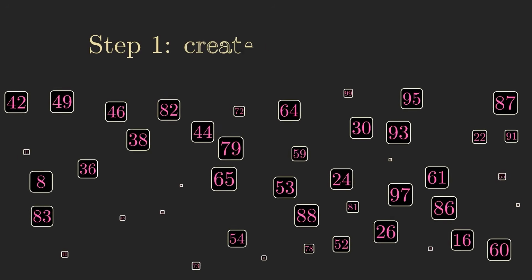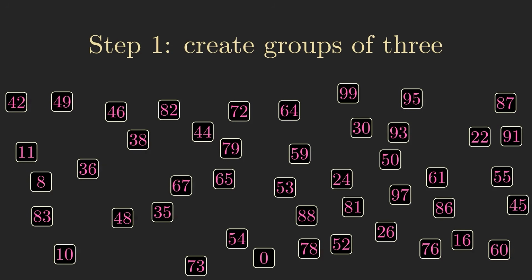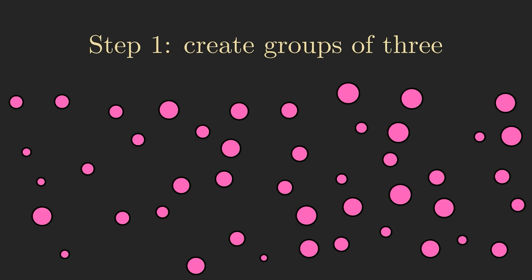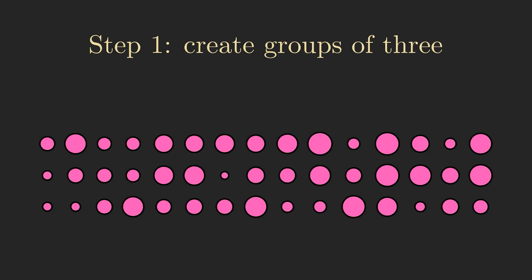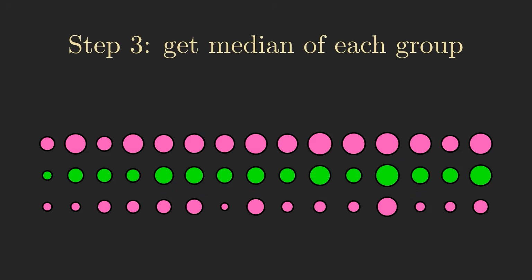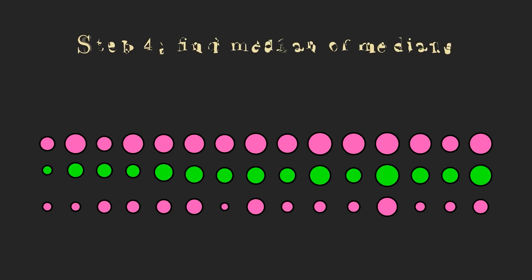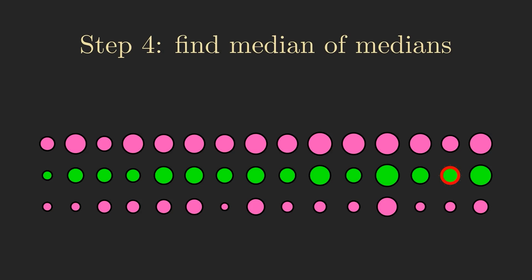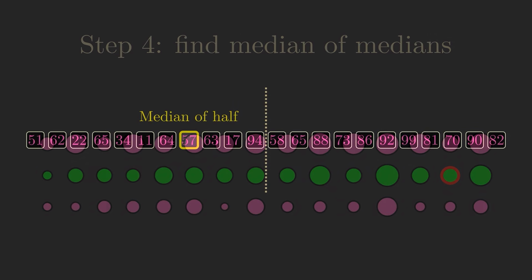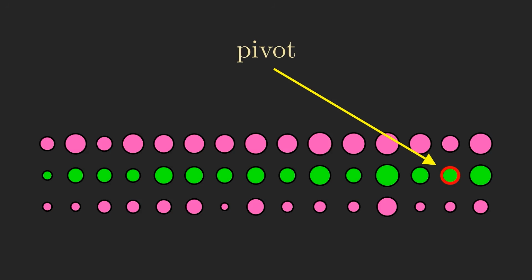The first step is to split the numbers into groups of 3. So you can imagine if each number is a dot, where smaller dots mean lesser numbers and bigger dots mean greater numbers, you could arrange them in a grid like this with 3 rows. Now we're going to sort each of the groups of 3 so that the lesser numbers are on the bottom and the greater ones are on top. Next, we'll get the median of each one, which will just be the dots in the middle row. Then we'll recursively find the median of those medians, similarly to how we were recursively finding the median of half of the list before. We'll use this median of medians as the pivot for the rest of the algorithm.